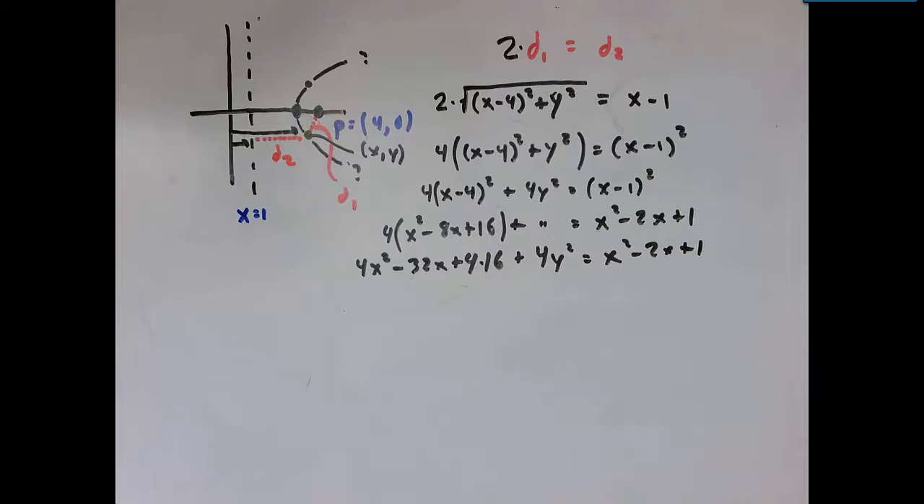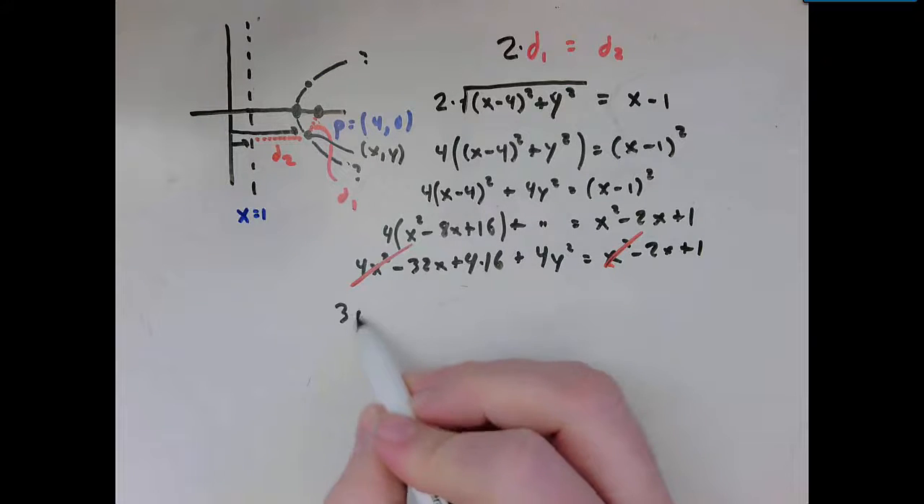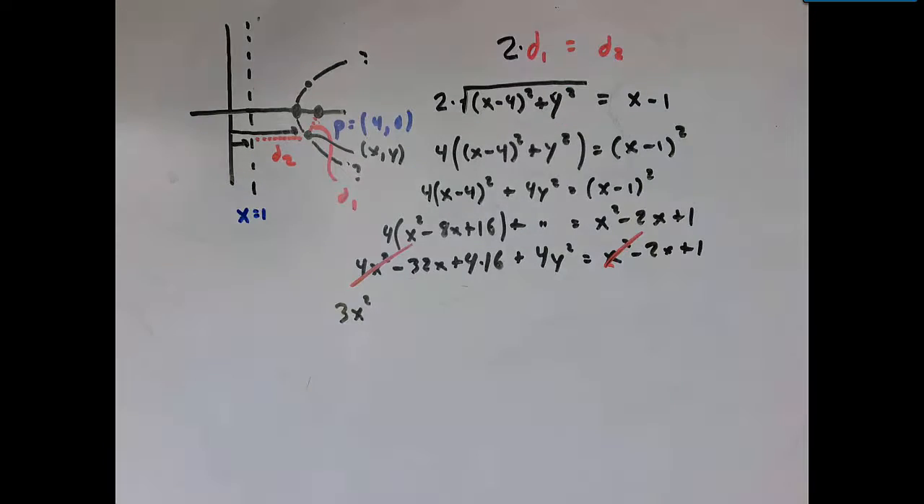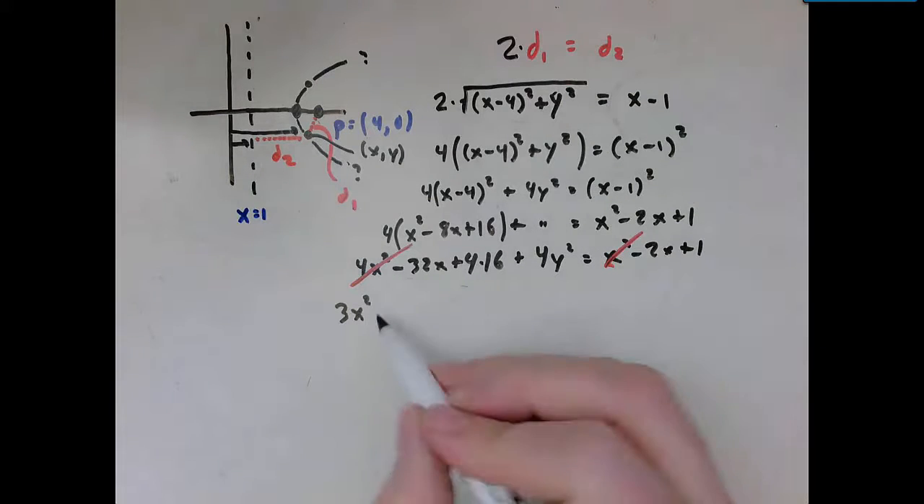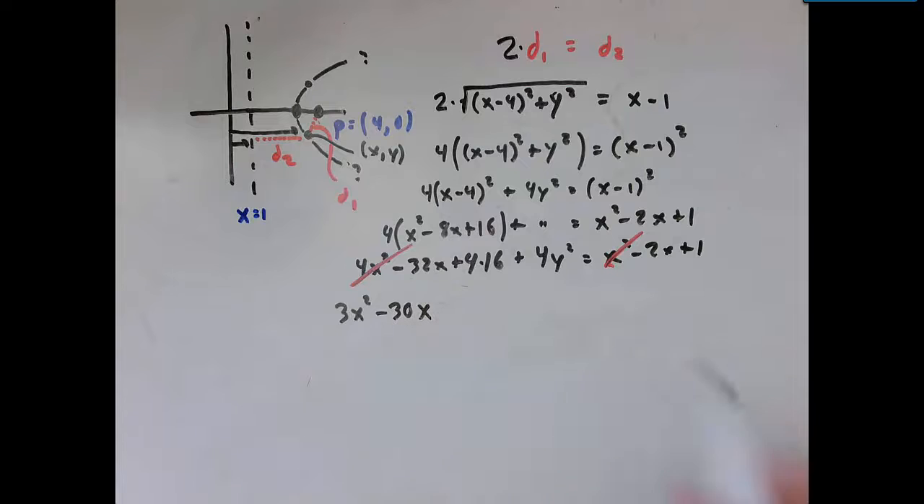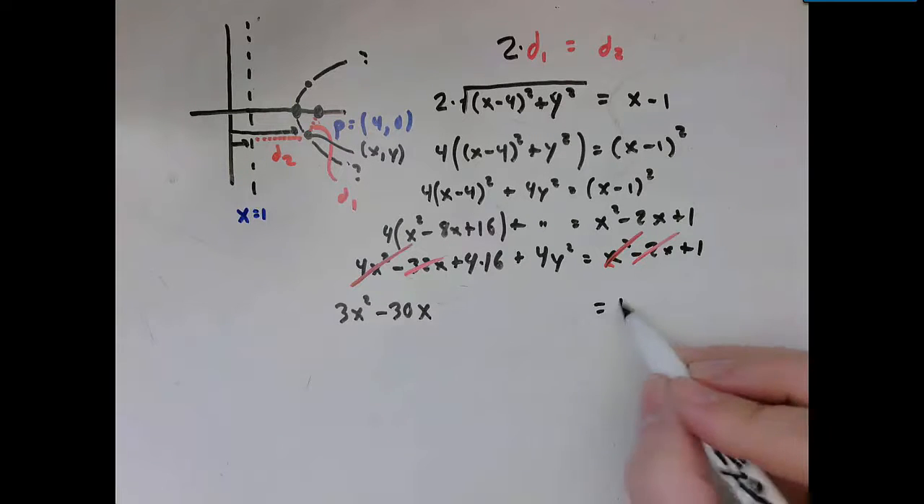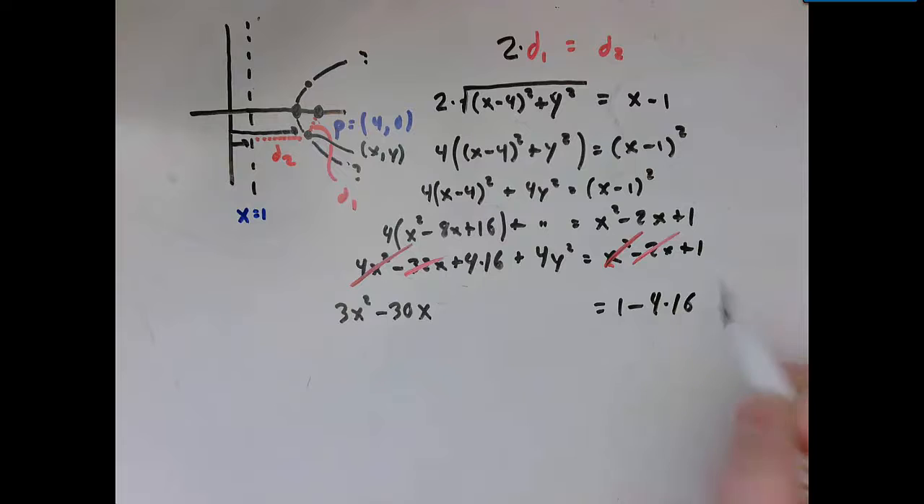All right, so let's subtract an x squared from each side. So x squared from 4x squared gives us 3x squareds. Let's add a 2x. So if I have negative 32 plus 2, that's going to be negative 30x. Okay, so we've taken care of those. Let's subtract a 1. Or actually, let's move the constant over to the other side. So here we'll have 1 minus 4 times 16. So taking care of those ones.